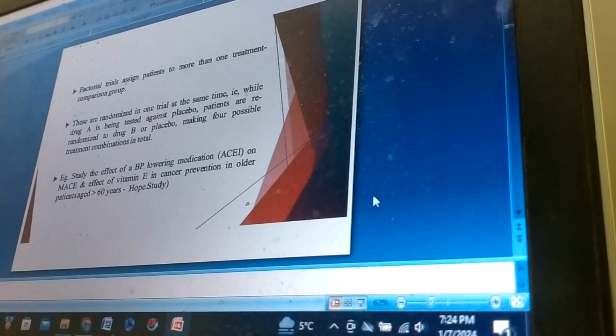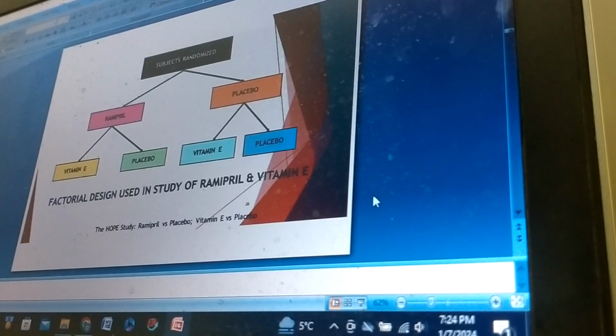HOPE study. Subject randomized: ramipril, placebo. Ramipril, vitamin E and placebo. Placebo, vitamin E and placebo. Factorial design used in the study of ramipril and vitamin E.